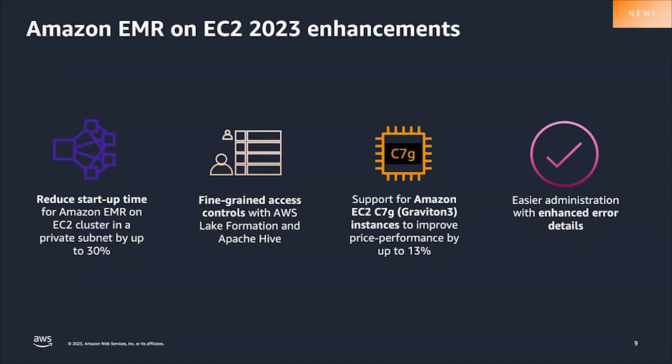The fourth one is very important for any developer, I would say, because with this enhancement, Amazon EMR on EC2 now provides you contextual error details that make it easier to troubleshoot cluster provisioning failures. So these are the very important enhancements that happened.